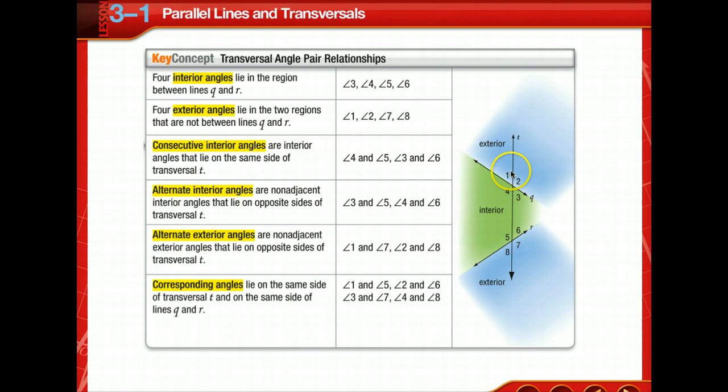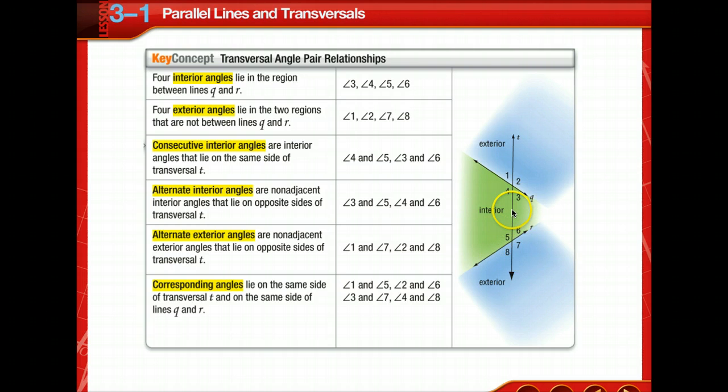Line T is the transversal. So let's look at these definitions. There are four interior angles. See, they lie inside the interior region. Angle 3, angle 4, angle 5, and angle 6 lie on the interior. On the exterior regions are angle 1, angle 2, angle 7, and angle 8.